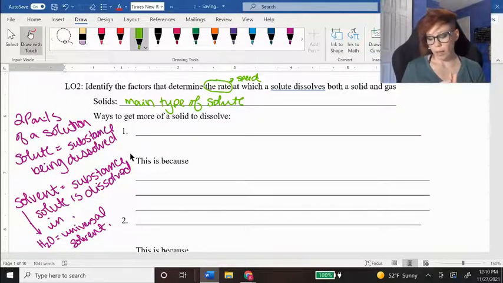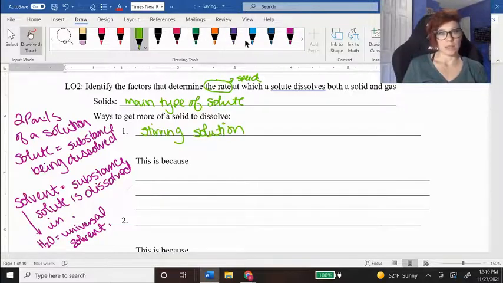So, ways to get more of a solid to dissolve. A couple of ways that you can get a solute to dissolve. You need to know the ways at which a solute can be dissolved faster in a solution, and then you also need to know why. Okay, so we'll talk about number one, and then we'll talk about why. Your first way to get more solid to dissolve in a solution is stirring the solution.